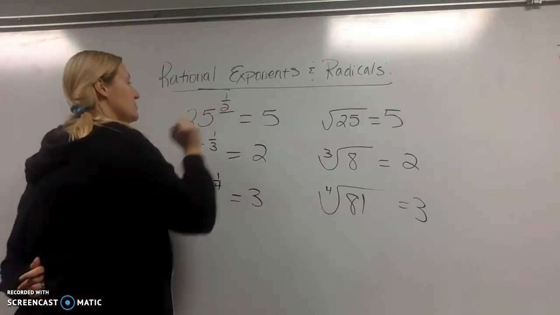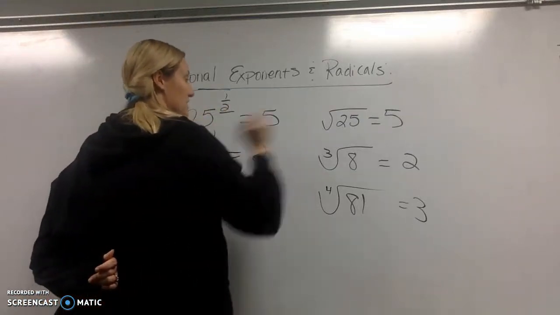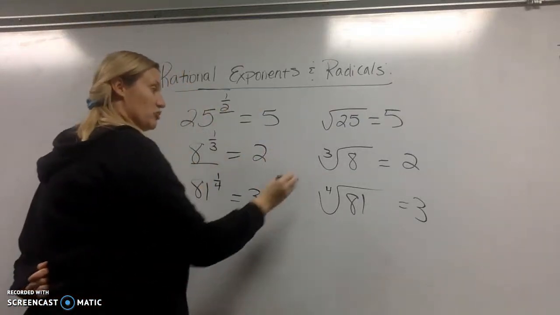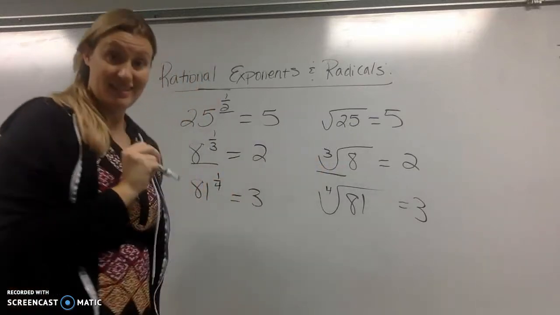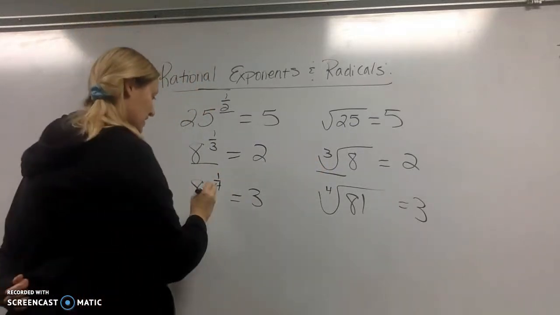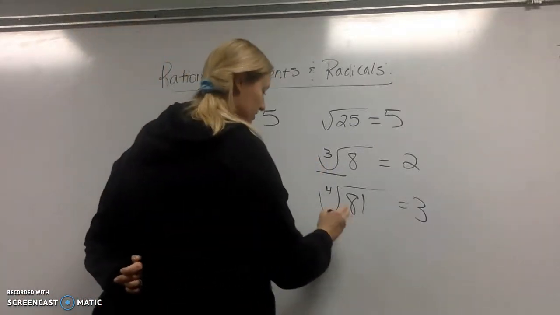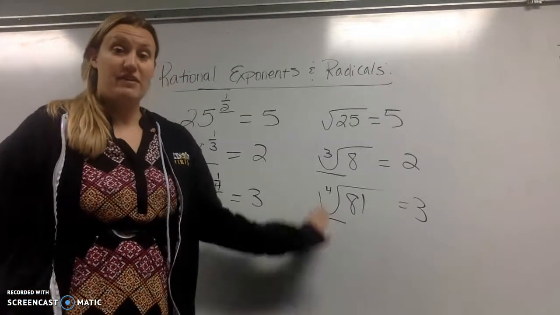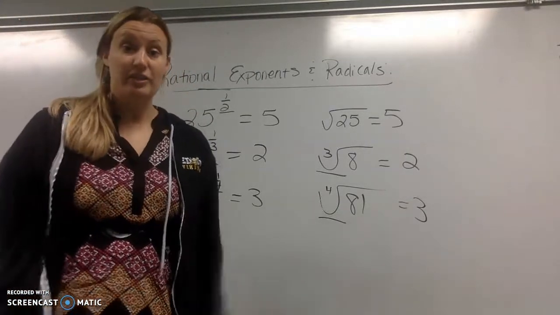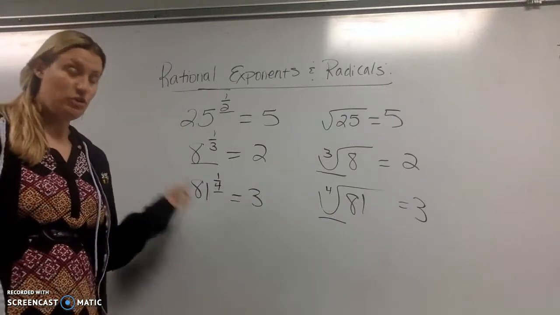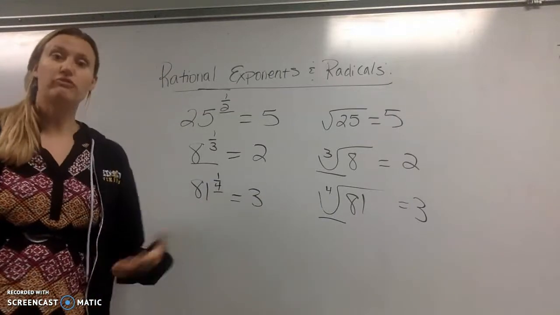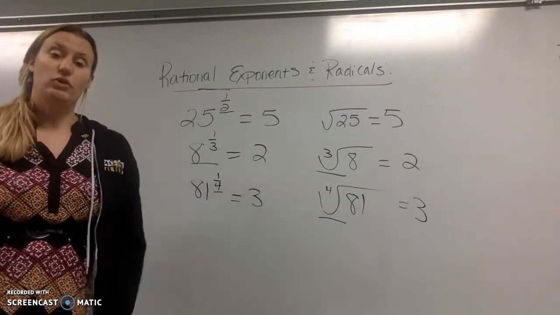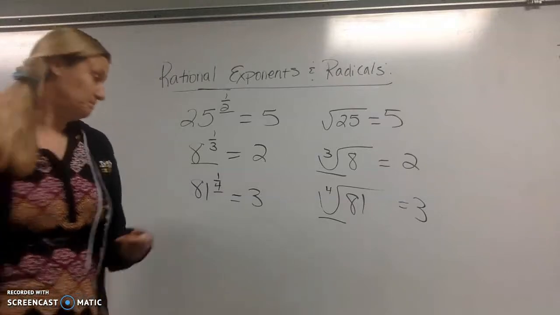Basically, taking something to the 1/2 power is the same thing as square rooting it. Taking something to the 1/3 power is the exact same thing as cube rooting it. And taking something to the 1/4 power is the exact same as 4th rooting it. So let's say you don't know how to find the 4th root of a number on your calculator. You could plug this in instead. You could take 81 to the 1/4 power, and that's going to give you the exact same answer.